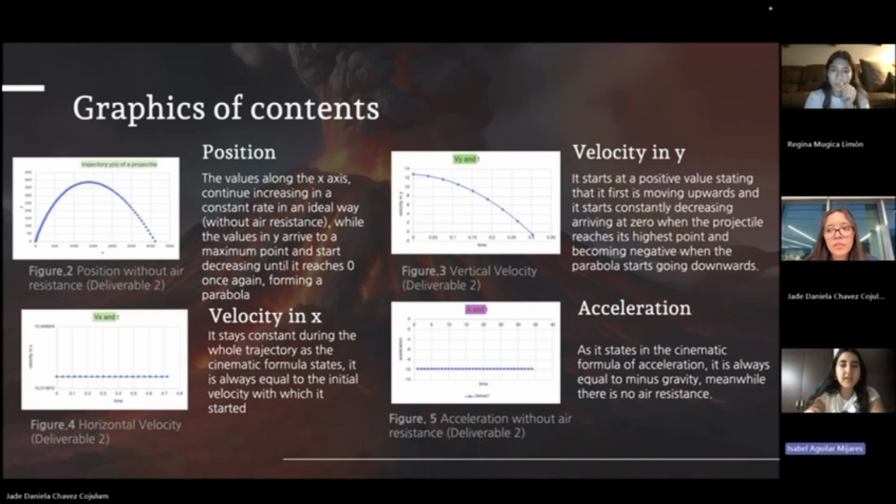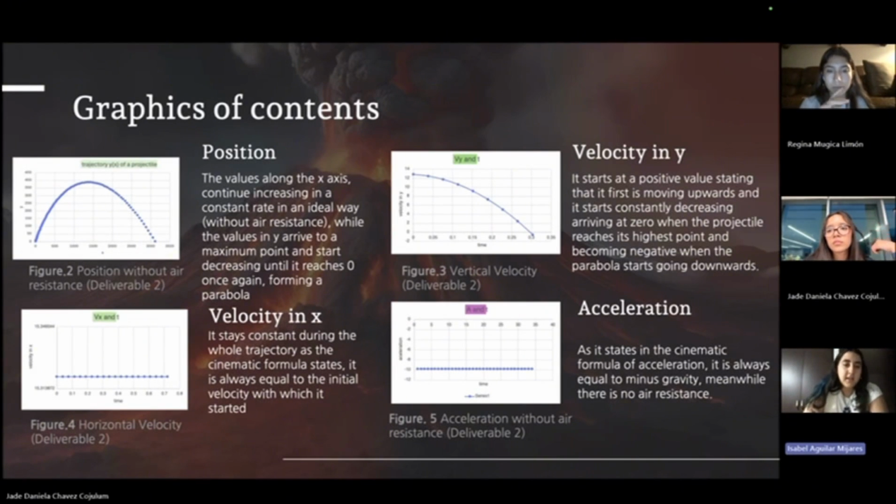After this research, we started doing our simulation without resistance first in an Excel file. Following the formulas, we obtained these four graphs of position, velocity in y and in the x-axis, and the acceleration. As we can see in the position one, the values along the x-axis continue increasing at a constant rate in the ideal way because we're not implementing resistance. So we can see a somewhat symmetrical parabola, while the values in the y-axis arrive at a maximum point and then start going down until they reach zero once again, which is the ground.